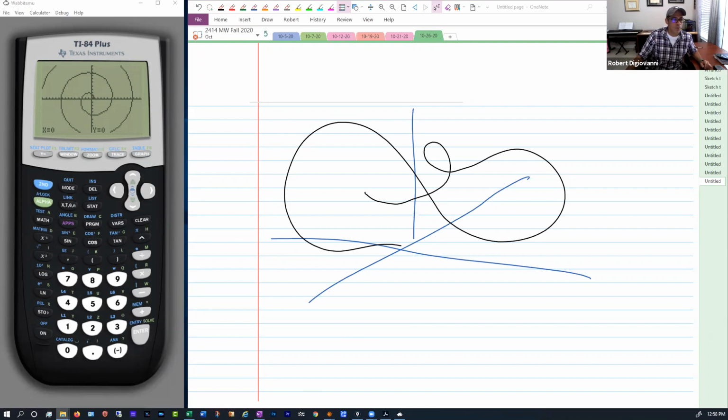I'll finish up. Give me one more minute. Hold on. I can't remember what chapter it is. Vector functions and space curves, 10.7.